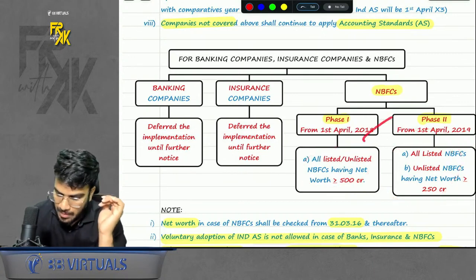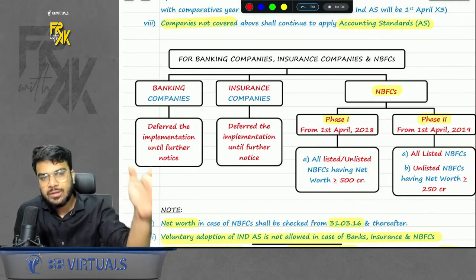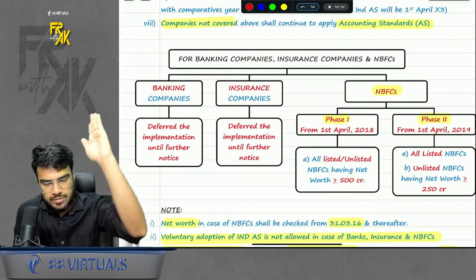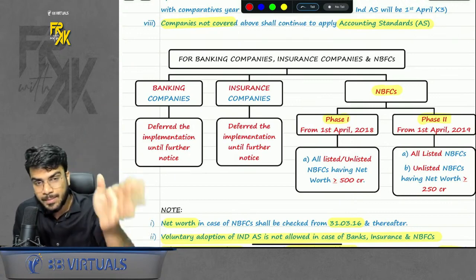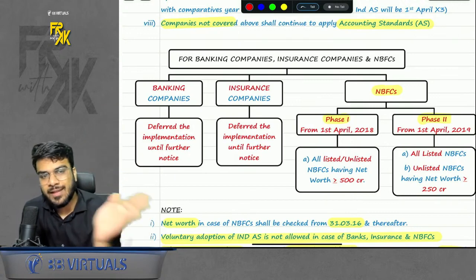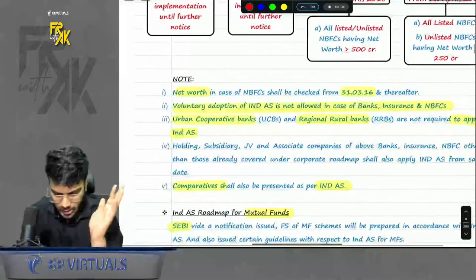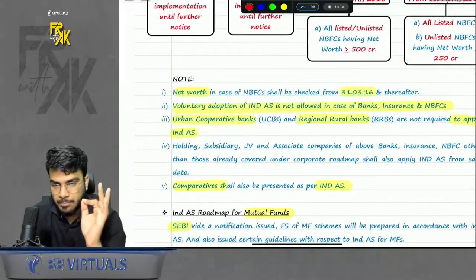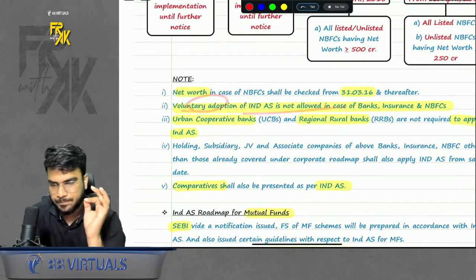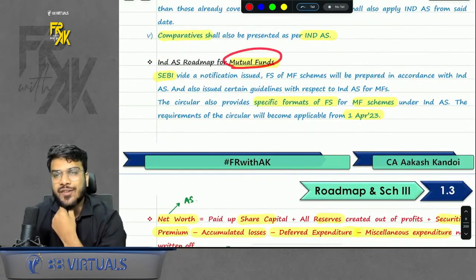Now, how do we remember the dates? Do you remember I had taught 15, 16, 17, 18, 19. All these years have a gap of 1 year. 15 was for voluntary companies, 16, 17 was for companies and mandatory case. As soon as the criteria for companies is over, you will start with NBFCs. Then for 18 and 19, you will have NBFCs phase 1 and phase 2. Other parts remain the same, but the important part is voluntary adoption is not allowed in case of banks, insurance, NBFCs. What about mutual funds, sir?